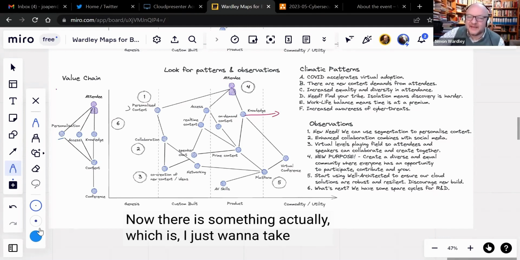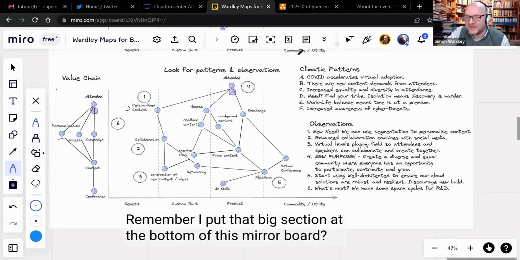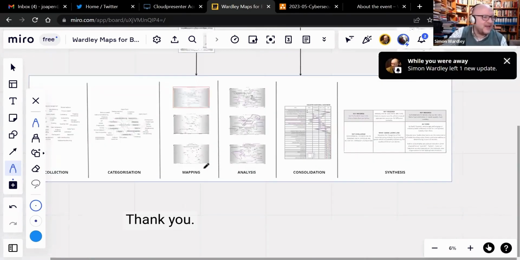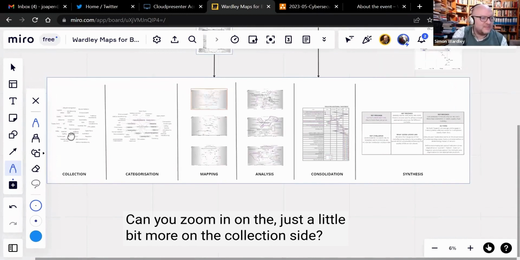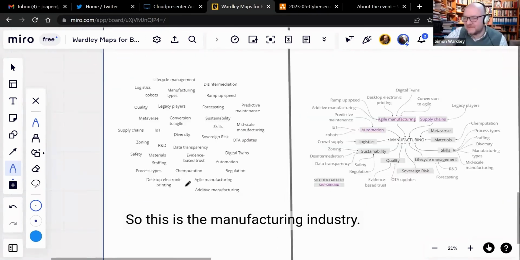Now, there is something actually, which is, I just want to take your mind to something else. If you remember, I put that big section at the bottom of this Miro board. Yes, perfect. Thank you. Can you zoom in a little bit more on the collection side? So this is the manufacturing industry.